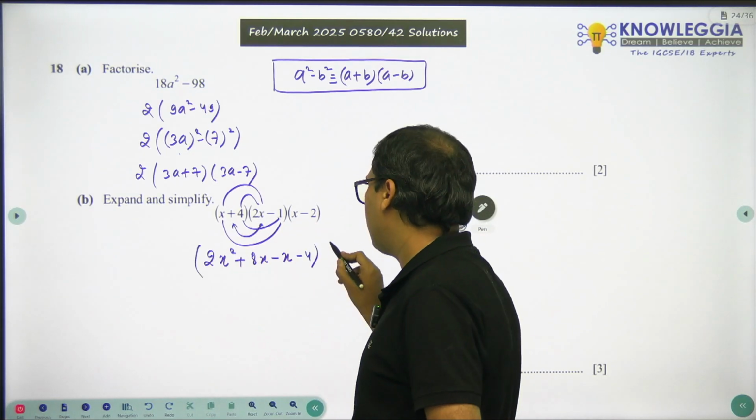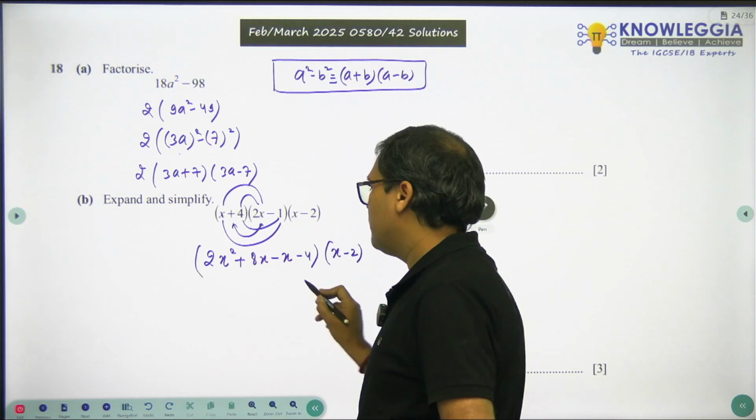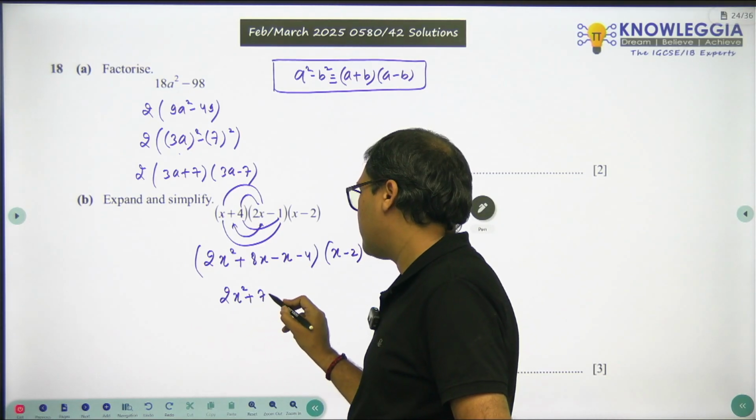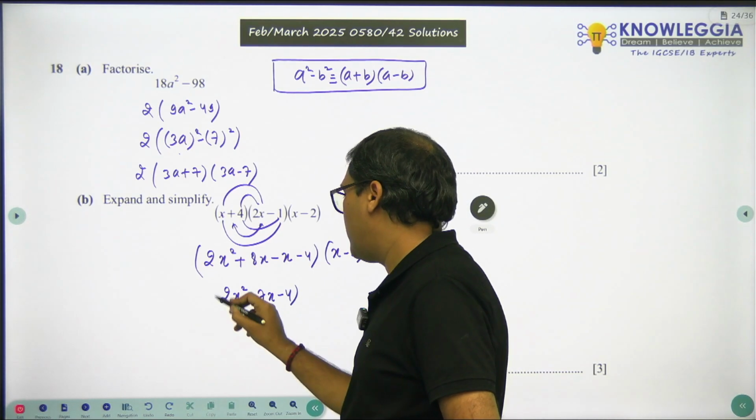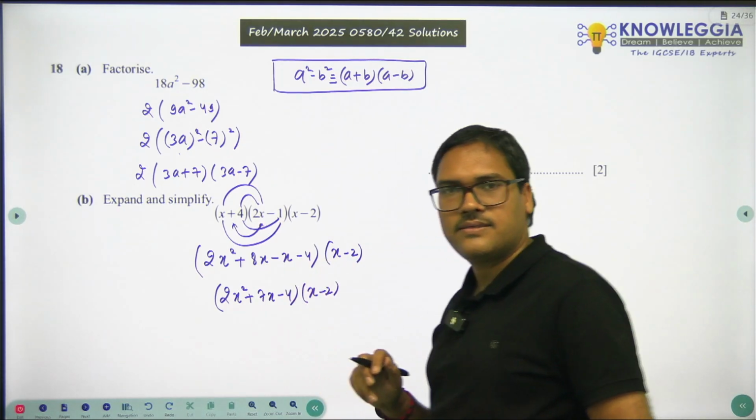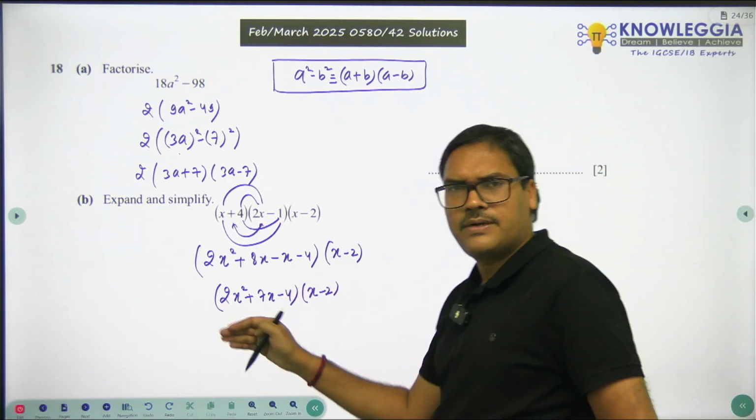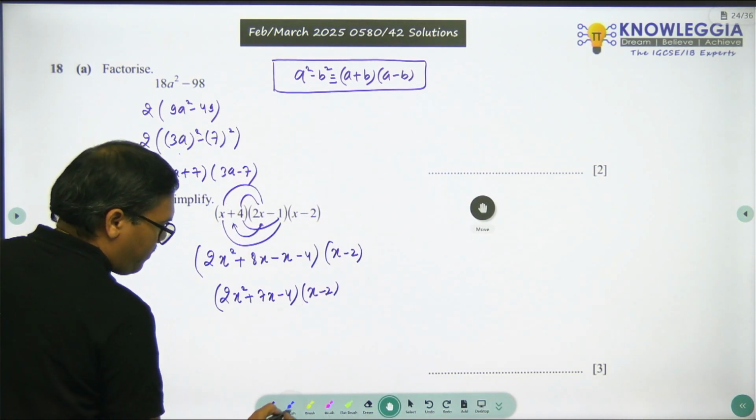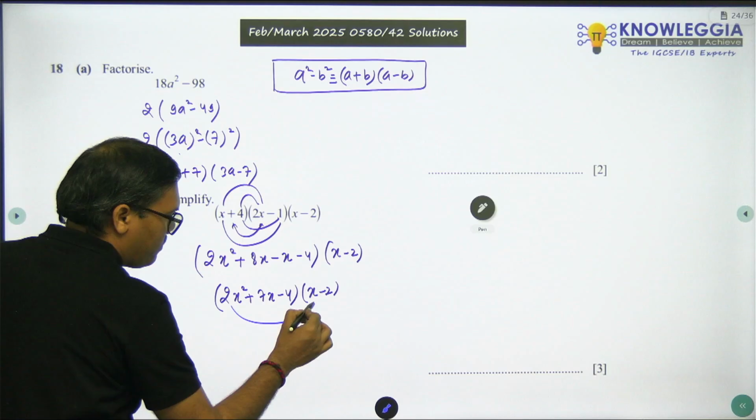So this is the first two brackets multiplied. What is this? This is 2x square plus 7x minus 4 into x minus 2. You can see 8x minus x is 7x, right? Now let's multiply this bracket. So again, each term multiplied with each term. You can see multiply this 2x square with each term.